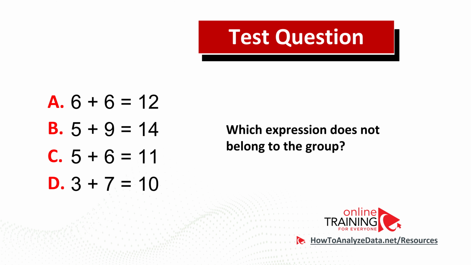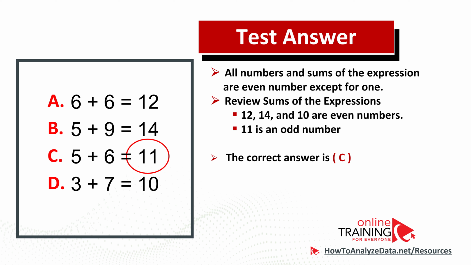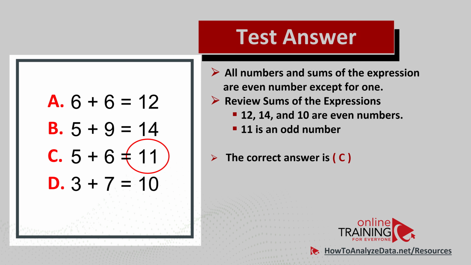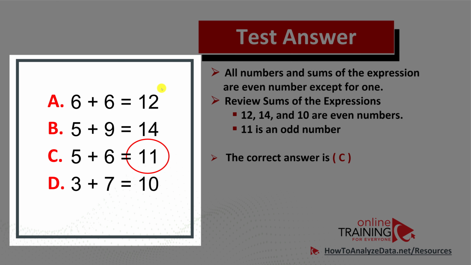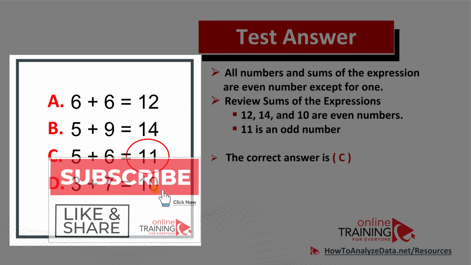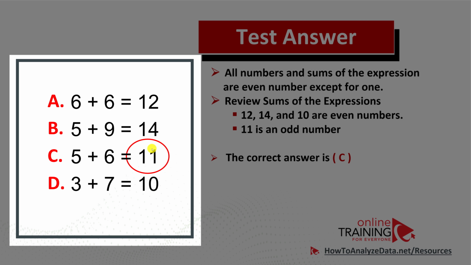Did you come up with the answer? Let's continue to see if we can solve this challenge together. Let me show you 2 ways you can solve this challenge. First, let's look on the right side of the expression. You see that the 12, 14, and 10 are all even numbers, and 11 is the odd number, so that should give you some clues.